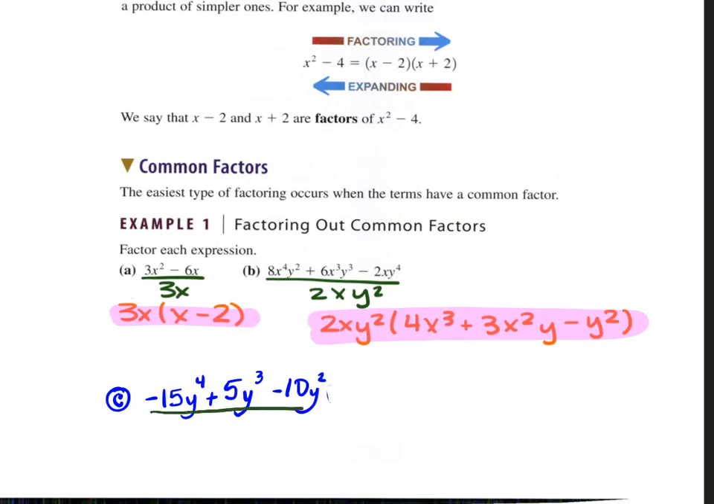For c, we have negative 15y to the 4th power plus 5y cubed minus 10y squared. So our greatest common factor there is a negative 5y squared. We always want that first term to be positive. So this is going to turn into negative 5y squared times 3y to the 2nd power minus y plus 2.